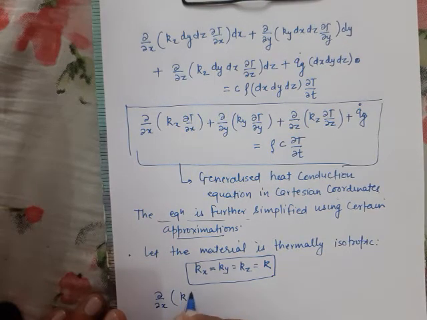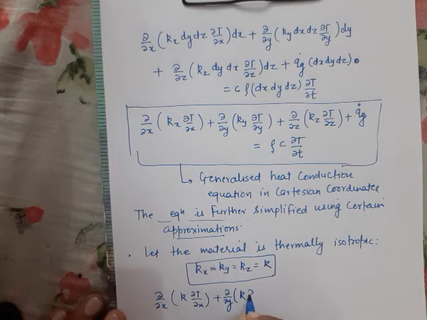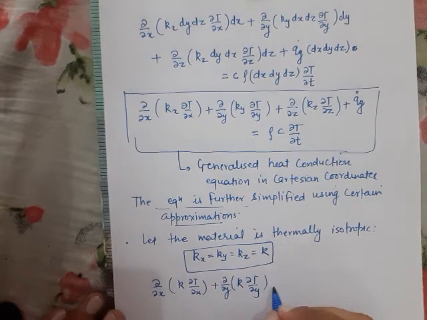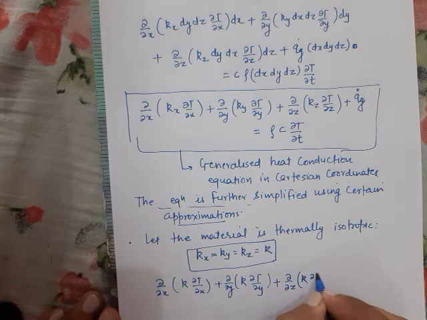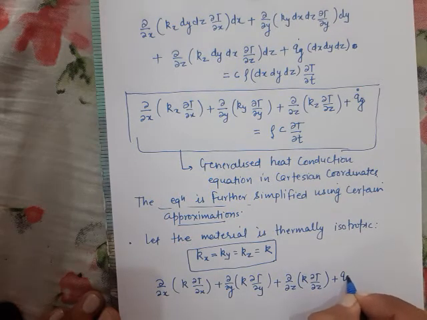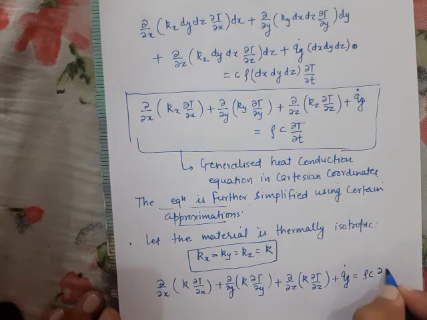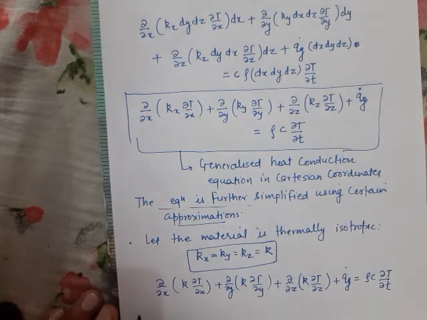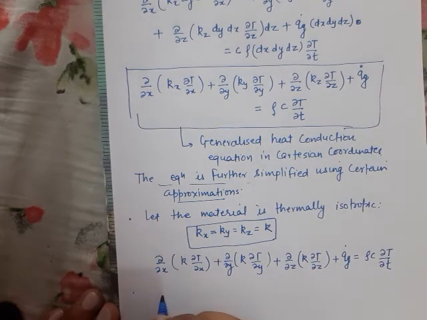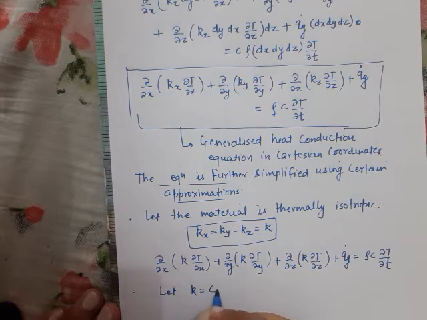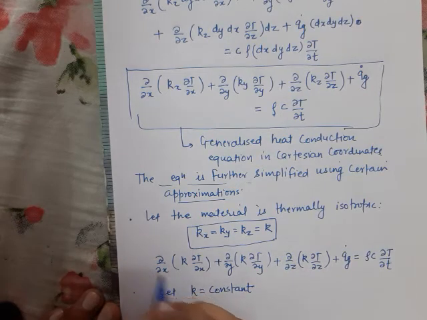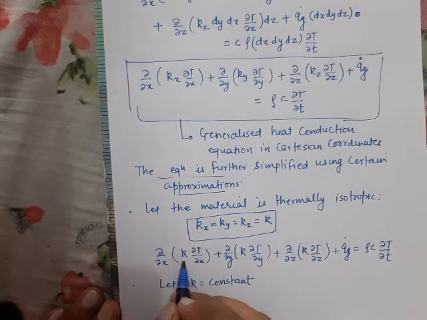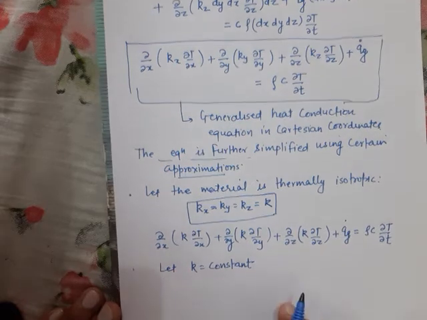So this equation can then be written as del upon del x, k del t upon del x, plus del upon del y, k del t upon del y, plus del upon del z, k del t upon del z, plus q dot g is equal to rho c del t upon del t. Now I am using another simple approximation. Let k be constant, meaning k is not a variable, so that k can be taken out of the integration. Let k be constant means k is not a function of space, so this k is taken out.